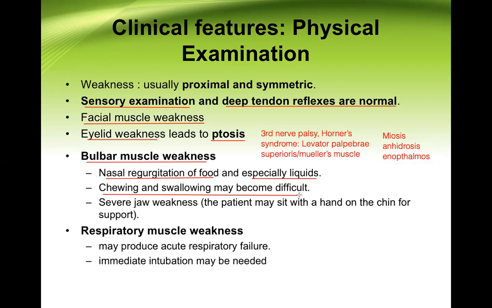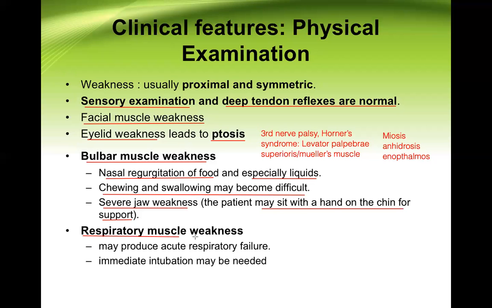Chewing and swallowing may become difficult, and there is severe jaw weakness. Sometimes the patient's jaw is hanging, so the patient will prevent the hanging of the jaw with support from another hand. And this is a very typical finding. So see this, the patient may sit with the hand on the chin for support, meaning the jaw is hanging downwards, so the patient is supporting it. The jaw is that much weaker sometimes in case of myasthenia gravis.